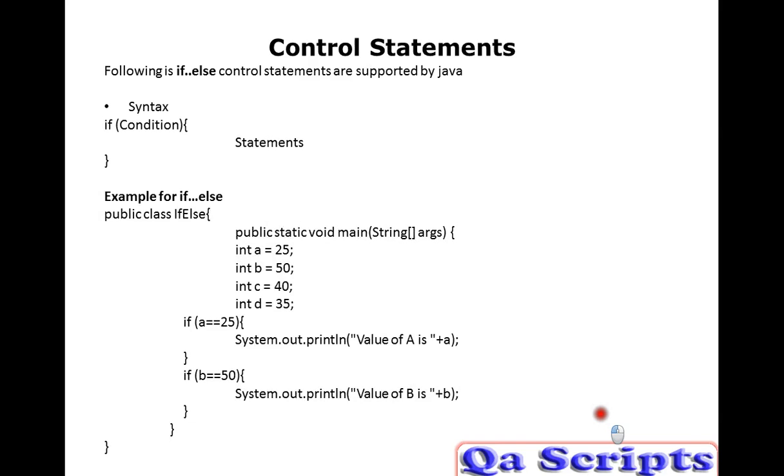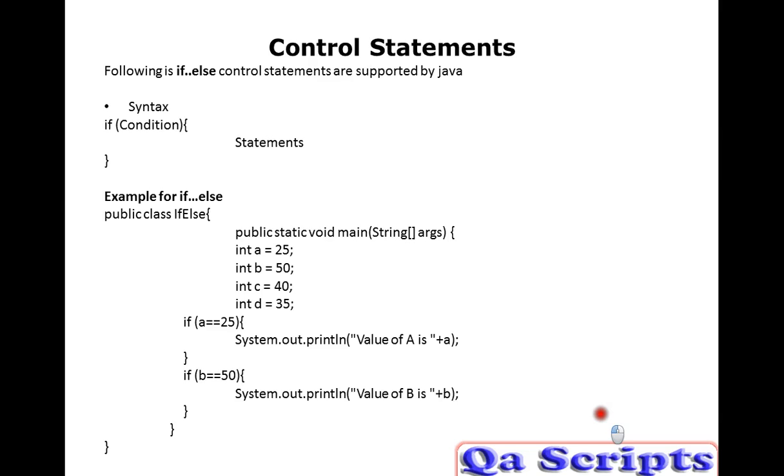Here is a simple example I have created. I am going to create one class called IfElse, having a main method inside it, and I will define different variables of int data type. Here int a equals 25. The 25 is a value I have assigned. Then int b equals 50, int c equals 40, int d equals 35. These are the initial values I will assign.